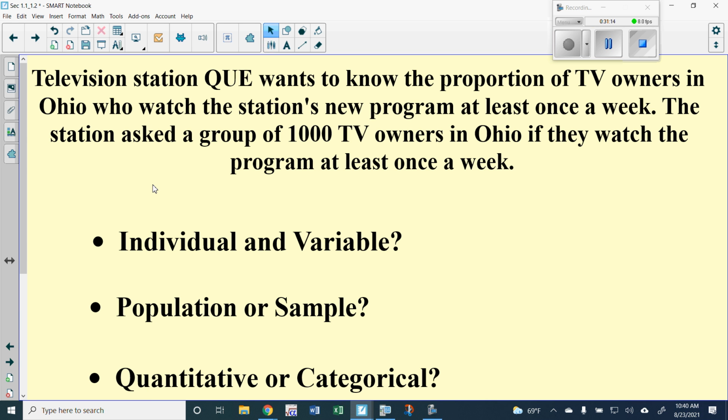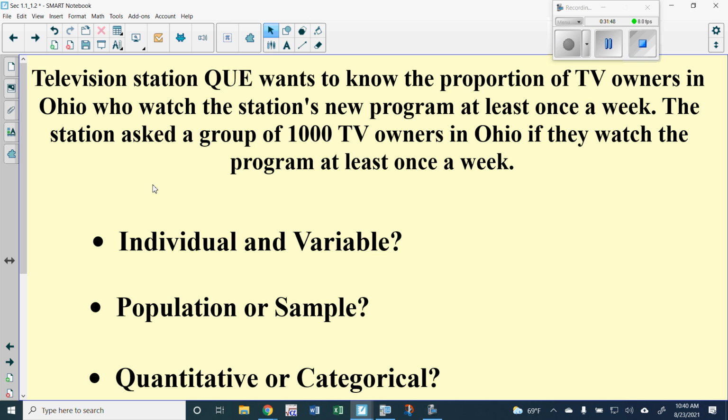Okay. Is that a quantitative or categorical thing that they are recording? Because all they're asking is yes or no. Do you watch the show? If they said how many times you watch it, then that would become quantitative, but that's categorical. Do you watch this show at least once a week? Yes. Okay. And then is it a statistic or parameter? Statistic, because it is from a sample.